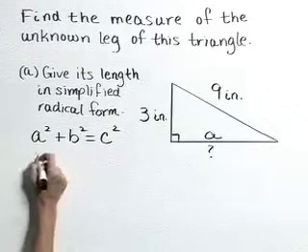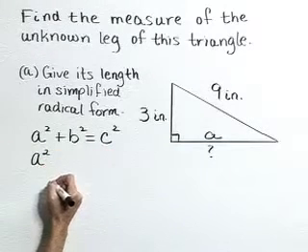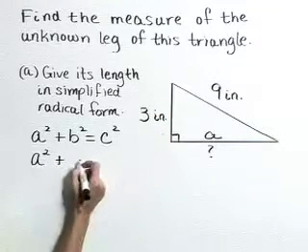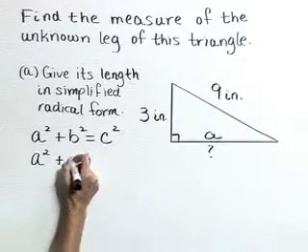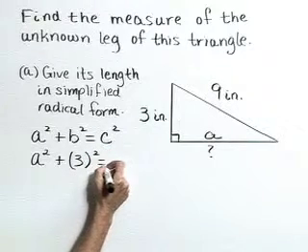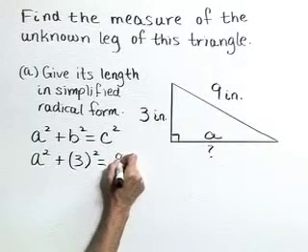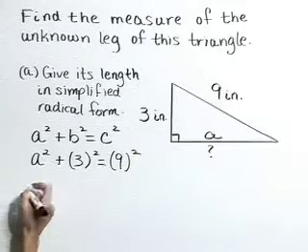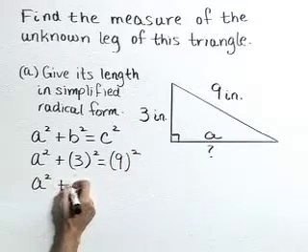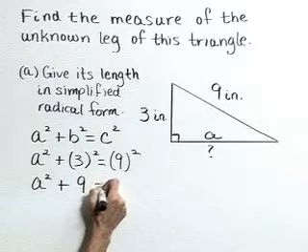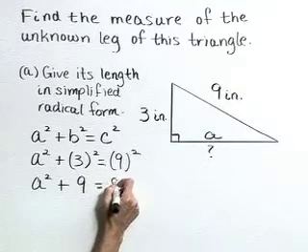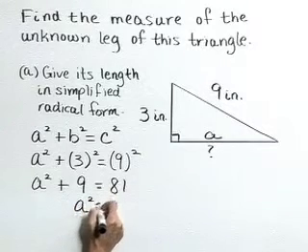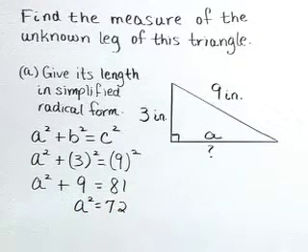Now let's substitute values. We're going to solve for a, so let's write a squared plus b, our other leg is 3, so plus 3 squared is equal to the hypotenuse squared, or 9 squared. Let's solve this equation for a. a squared plus 9 is equal to 9 squared, which is 81. Subtracting 9 over gives a squared is equal to 72.